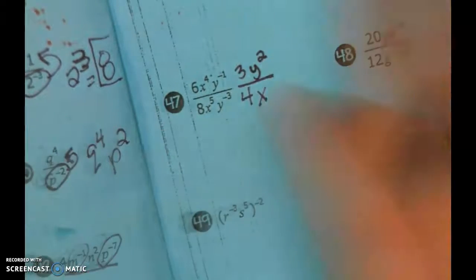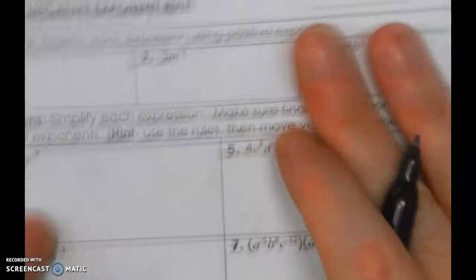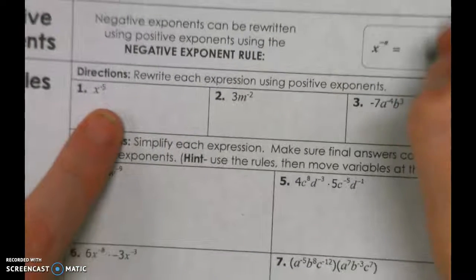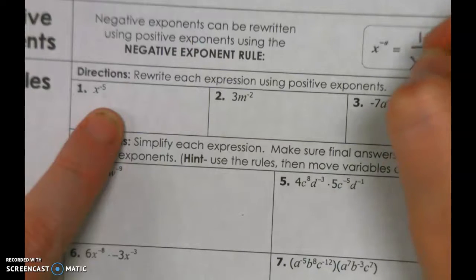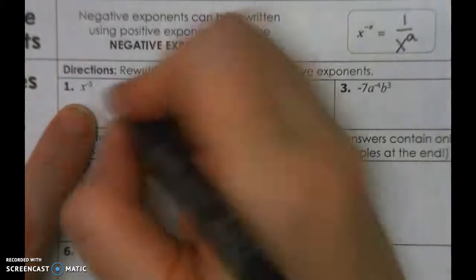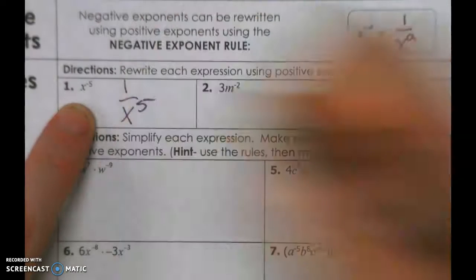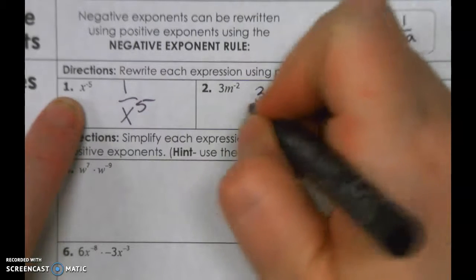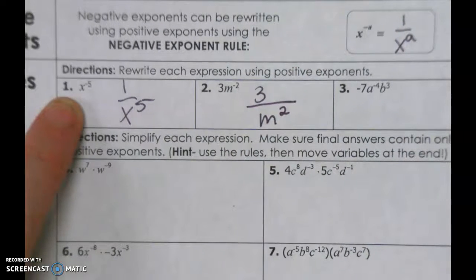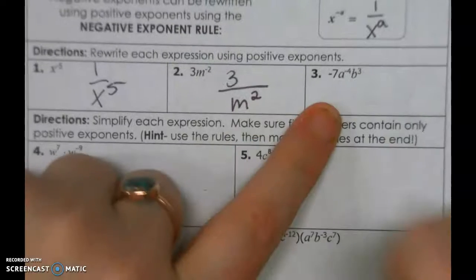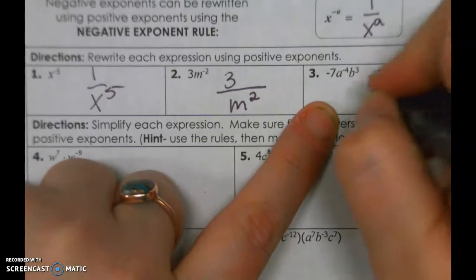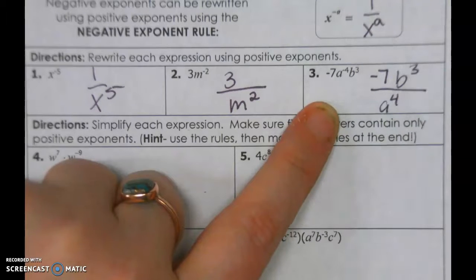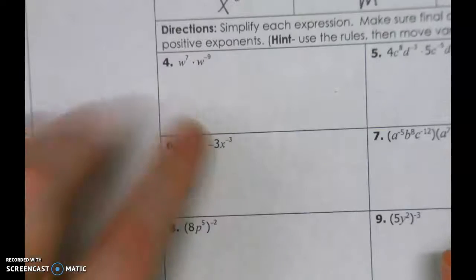Okay, so turn to your notes page, your big one. I made it full size this time so that you had plenty of room to write. Okay, 1 over x to the a. X to the -5 is 1 over x to the 5th. 3m to the -2. The 3 isn't having the negative exponent, so it stays up here, and that goes down there. Okay, this one, -7, that's going to stay right here. A to the -4, so that jumps down here. B3 stays right there.